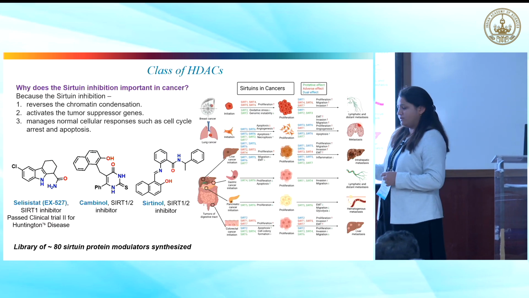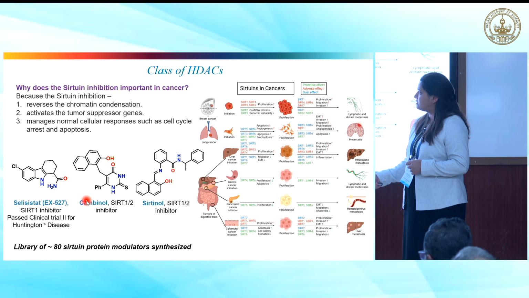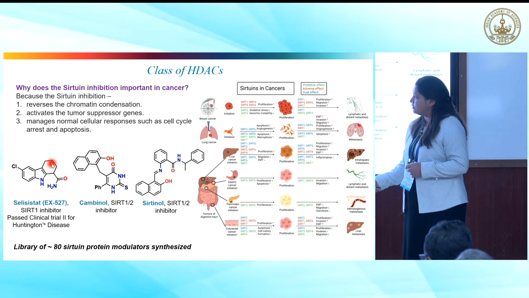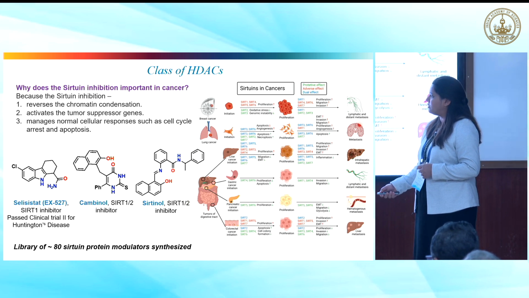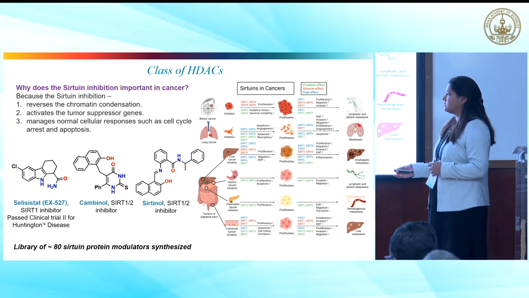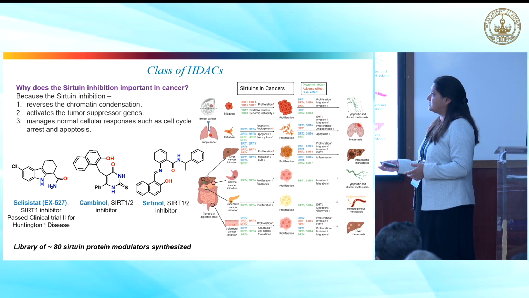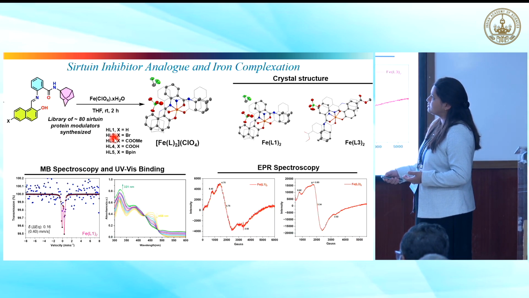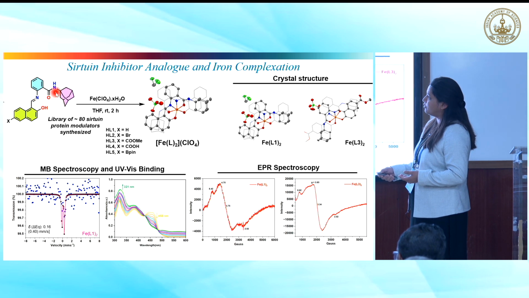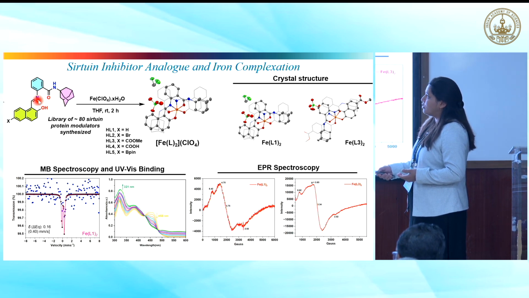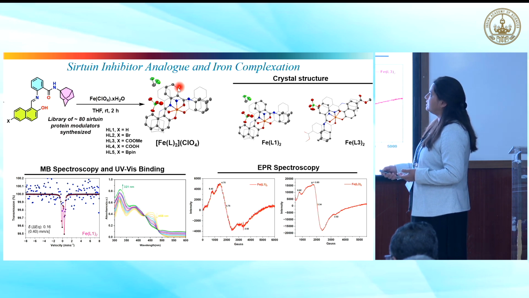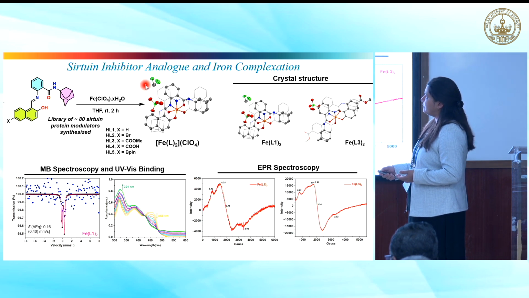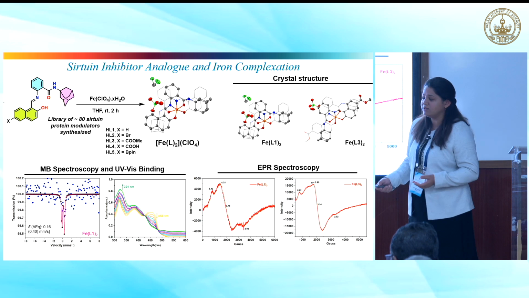In our lab we started making different analogs of inhibitors or modulators of certain proteins. We made approximately 80 different compounds in this library of protein modulators in our synthesis lab, and we started exploring this class of compounds, especially with this nitrogen and oxygen binding moiety, which shows that they have the property to coordinate to transition metals. Once we made this library of compounds, we coordinated them with different transition metals, and here is one of the most active compounds which was found. We coordinated it with iron.